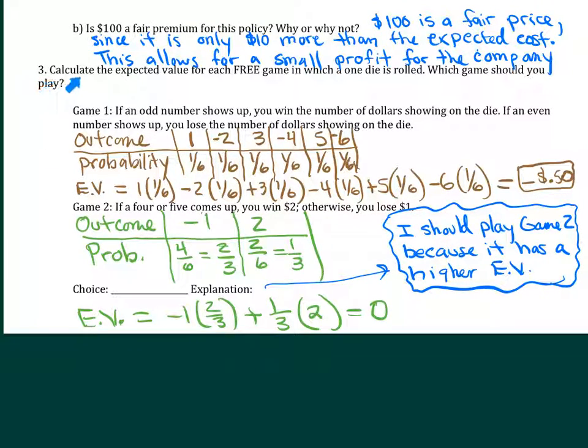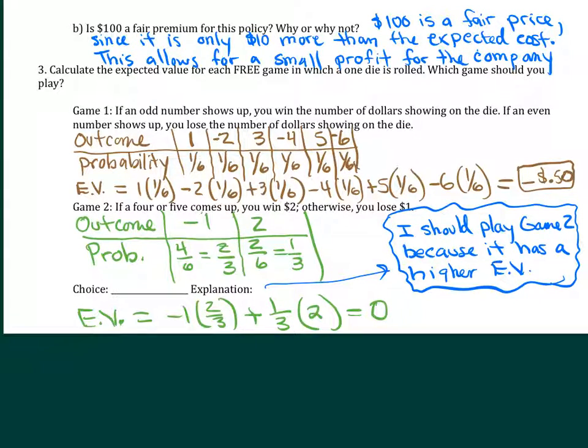All right, number 3, it says calculate the expected value for each free game in which a die is rolled. Which games should you play? So looking at game 1, if an odd number shows up, you win the number of dollars showing on the die. If an even number shows up, you lose the number of dollars shown on the die.